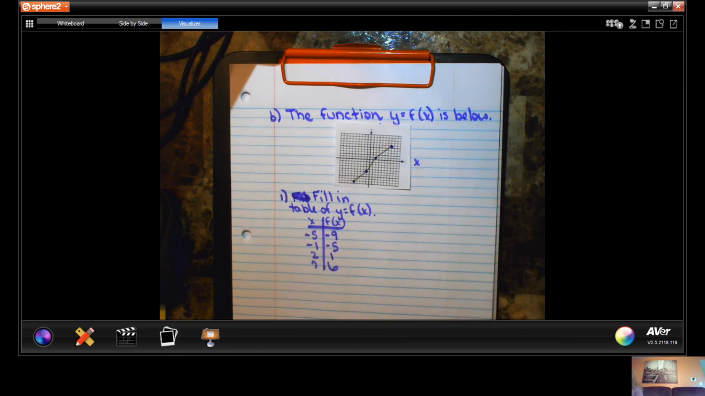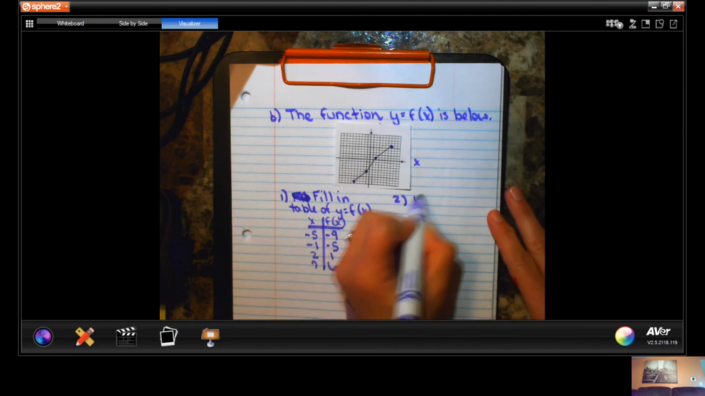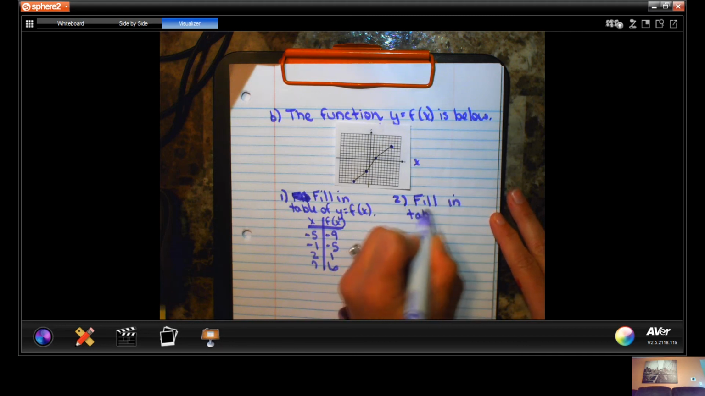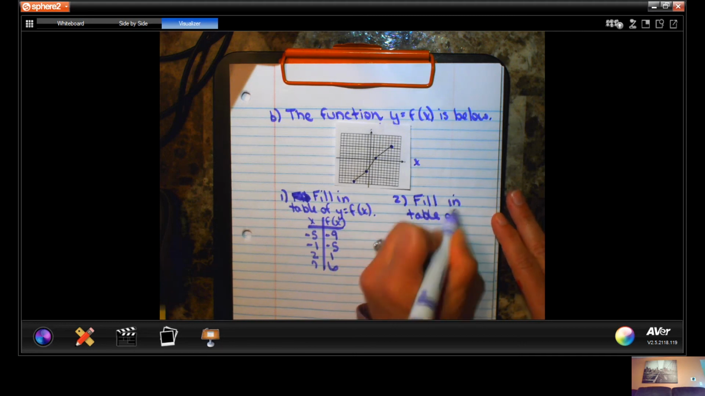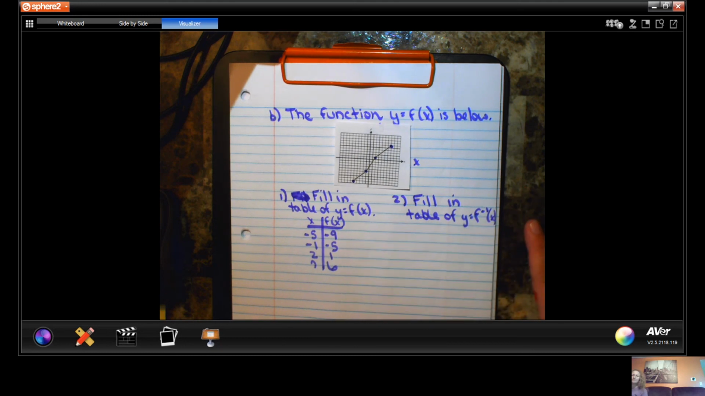The next thing I want us to do is fill in the table of the inverse points. So can you write for number 2, fill in table of y equals the inverse of f of x. I'll give you a second to write that down. So I don't even need this graph anymore. I can just look at this for reference.